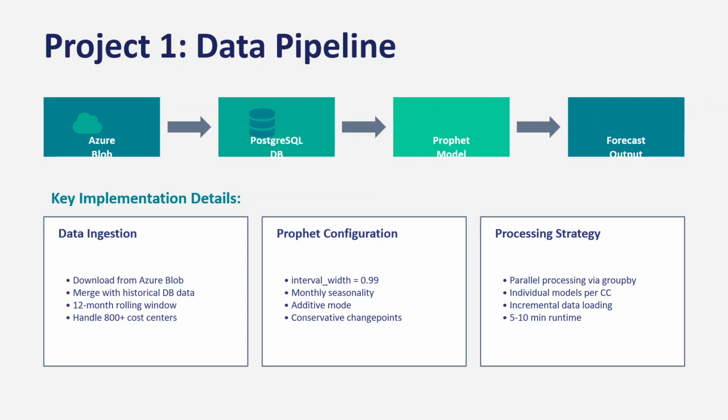A few key implementation details: the data ingestion uses a 12-month rolling window and handles 800-plus cost centers. For Prophet configuration, I set the interval width to 0.99, used additive seasonality, and applied conservative changepoint settings. And for efficiency, I used a groupby-apply pattern to process all cost centers in parallel. The full run completes in just 5 to 10 minutes.